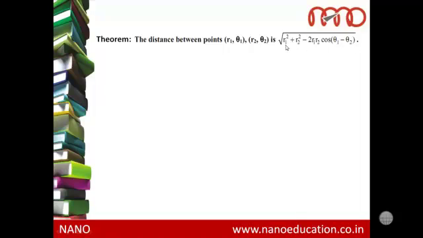You can recollect the cosine rule or even the resultant of two vectors formula from this expression.